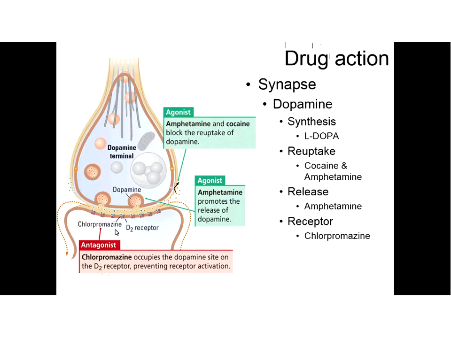Now, in terms of reuptake, both cocaine and amphetamine can prevent reuptake of the dopamine. So if dopamine is not being reabsorbed presynaptically, or into the releasing neuron, that means there's more dopamine to go around and more binding. And you can now have that increased amount of dopamine available to bind and enhance neurotransmission.